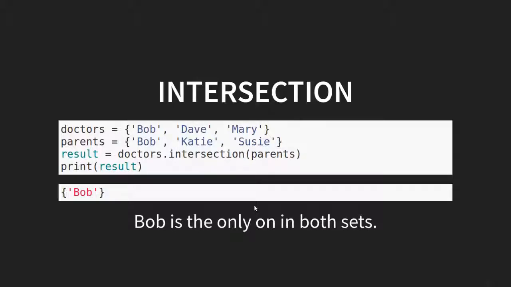Now, we have intersection. We have our same sets of doctors and parents. We want to find what is the intersection. All right. We could probably do this either way and still get the same answer, unlike the previous one. So we've got doctors. We're going to call intersection and give it parents. So we want to find out where these two sets intersect. And the answer is Bob. Bob is the only one in both sets.